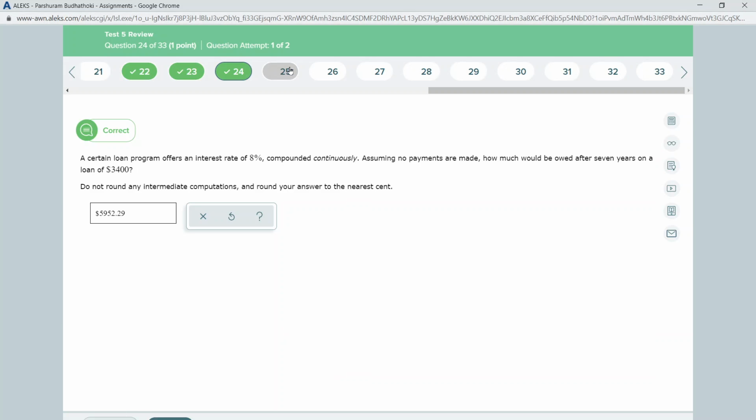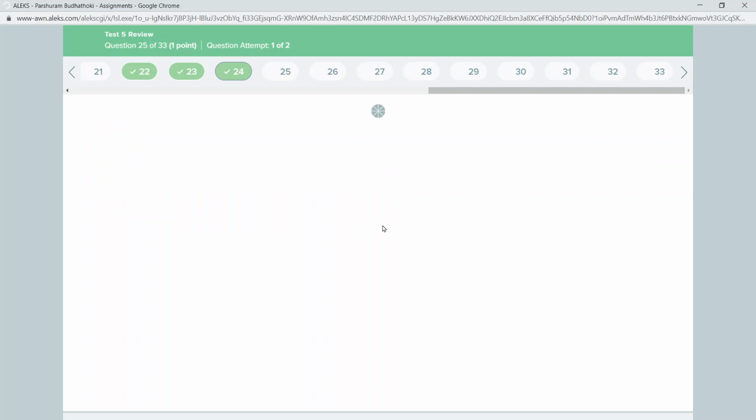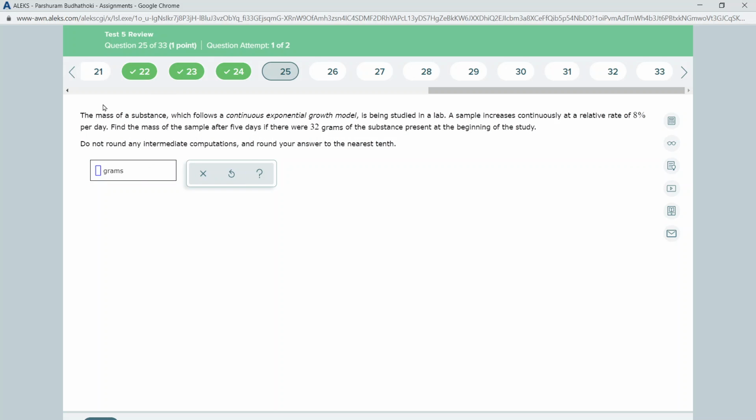Okay, just using the formula. The mass of a substance which follows a continuous exponential growth model, that means you have to use A equals P times e to the power rt, is being studied in a lab. A sample increases continuously at a relative rate of 8% per day. Find the mass of the sample after 5 days if there were 32 grams of the substance present at the beginning of the study.